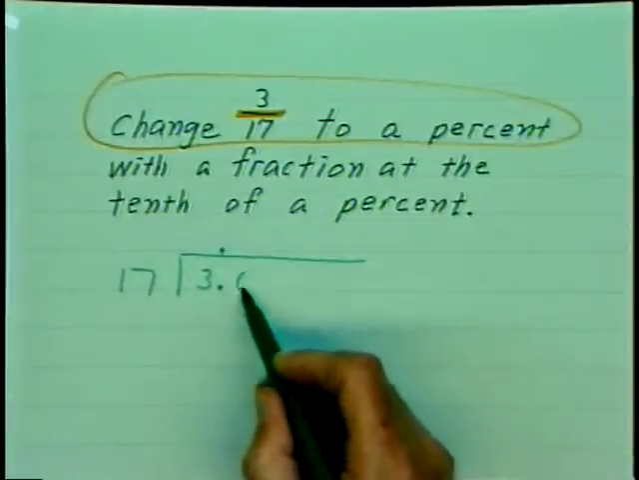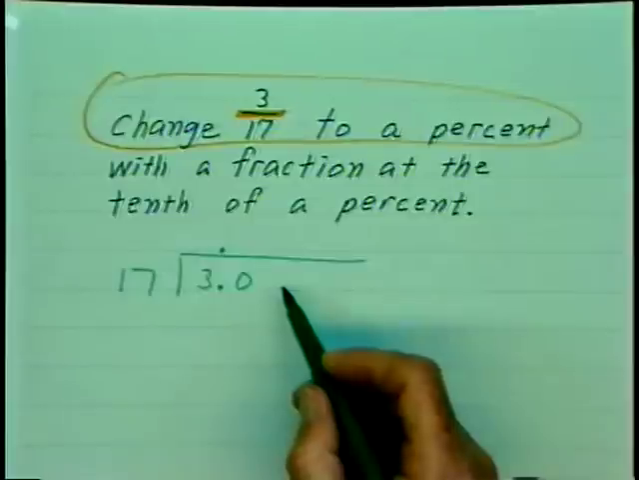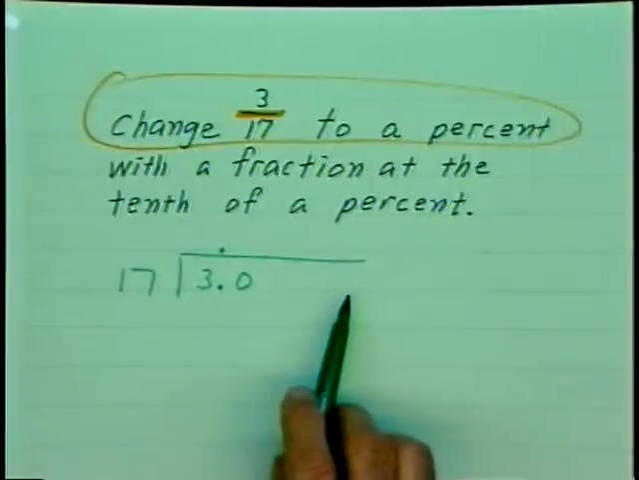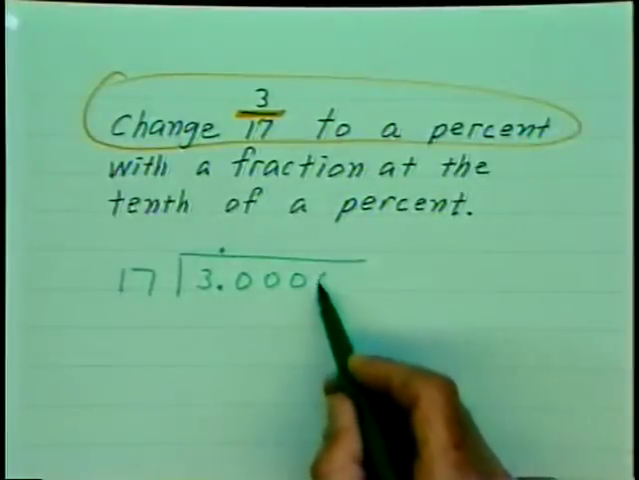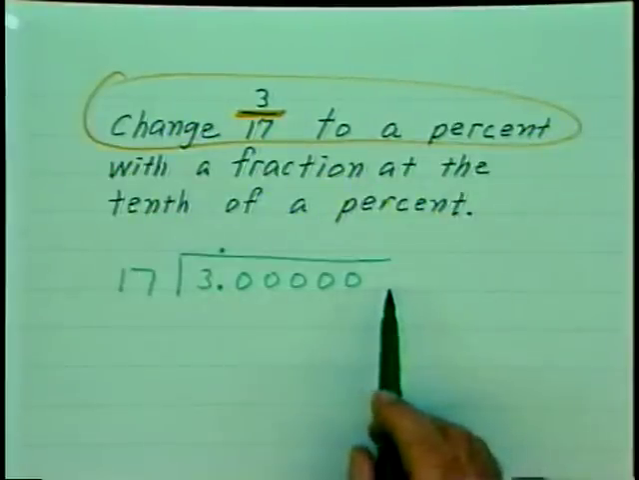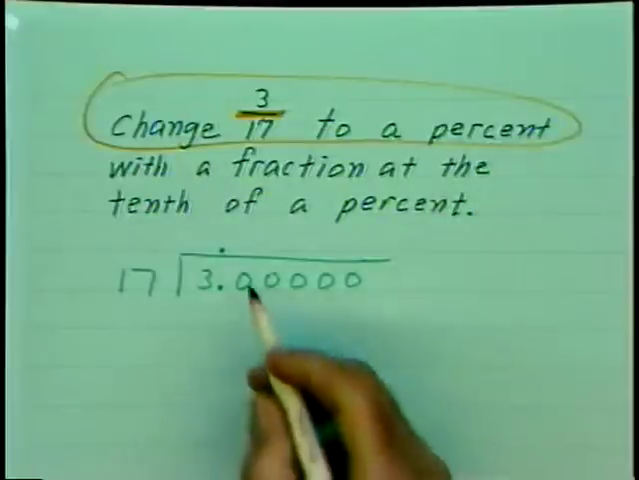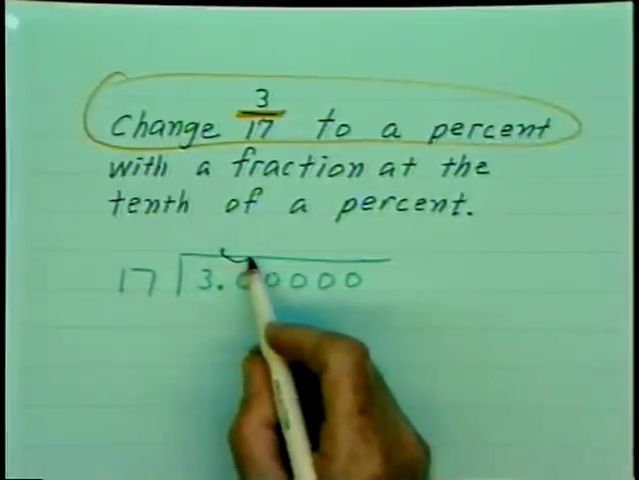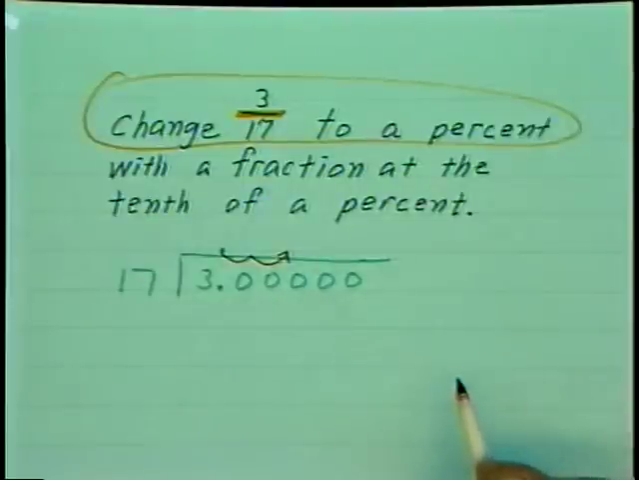I'm going to insert quite a few zeros. Now to find out how many zeros, that is how far I must go through the division, let's just put in 4 or 5 to begin with, hoping we won't have to do all of them. But remember that we're going to ultimately change to a percent, which means the decimal point is going to move 2 places towards the percent.